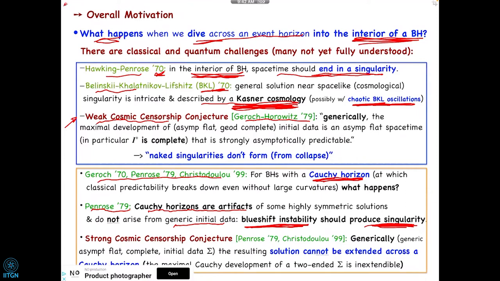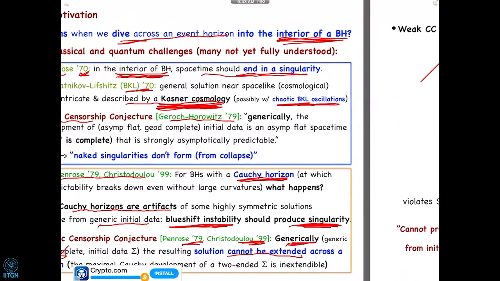These ideas were made more precise by Penrose in '79 and later by Christodoulou in a reformulation of the conjecture, known as the strong cosmic censorship conjecture, which essentially states that generically, meaning for generic initial data, it should not be possible to extend the solution across the Cauchy horizon. So some kind of singularity should appear in the place where the would-be Cauchy horizon was expected to appear. I should emphasize that the strong cosmic censorship and the weak cosmic censorship conjectures are independent of each other, and in particular, the one does not imply the other, in spite of the names that might suggest it.